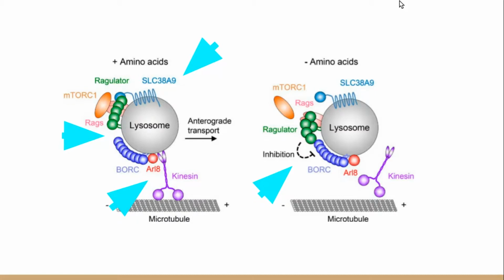When you add these cells to a nutrient-rich broth, SLC38A9 will stop Ragulator's inhibition, and this allows the BORC complex to link up with kinesin through its adapter. And so this is one mechanism of anterograde lysosomal transport that's been worked out. And in the next slide, we're going to examine another model that's also been observed.